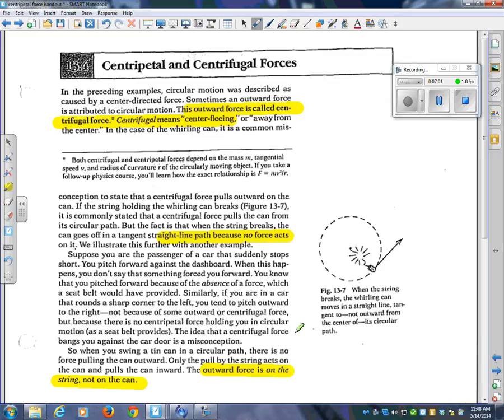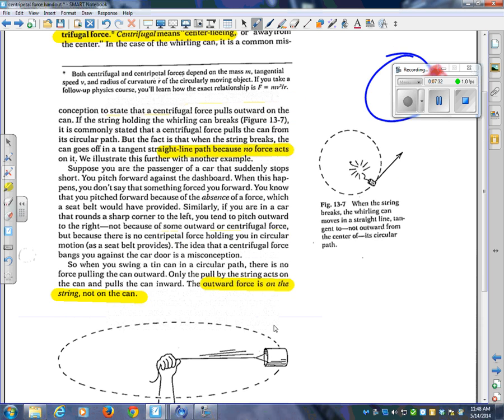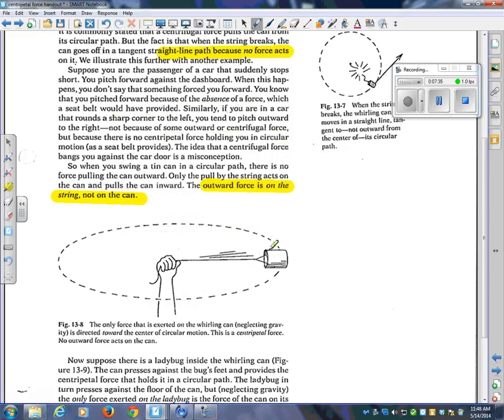Is that true? If the string is here, and there's a rubber stopper or whatever you have on the end, is there an outward force on the string? Yep. Right? That rubber stopper, because of inertia, is doing what? It's pulling that string outward. That is certainly true. But is there a force on the rubber stopper or the can? Only inward. Kind of weird. The acceleration is in, as is the force. The force and acceleration have to be in the same direction.